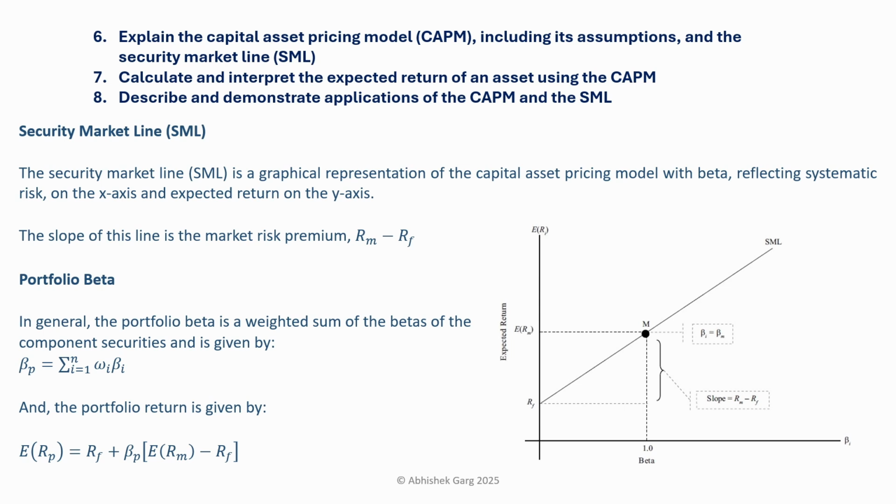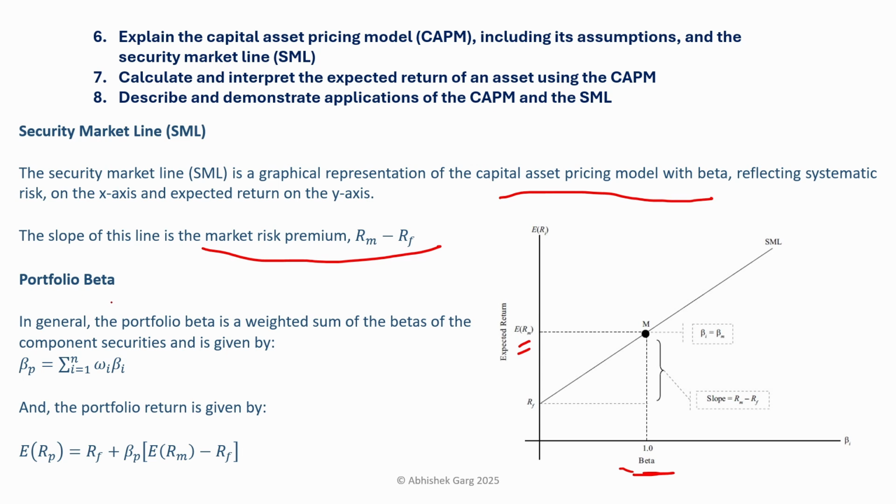Now let's talk about the security market line. The security market line is a graphical representation of the CAPM model with beta. It reflects the systematic risk, that is beta, on the x-axis, and expected return on the y-axis. The slope of this line is the market risk premium, RM minus RF. This is your slope.